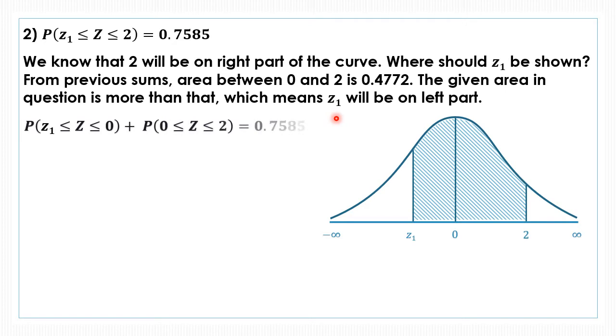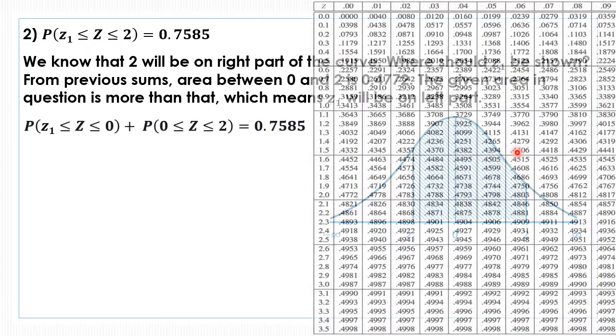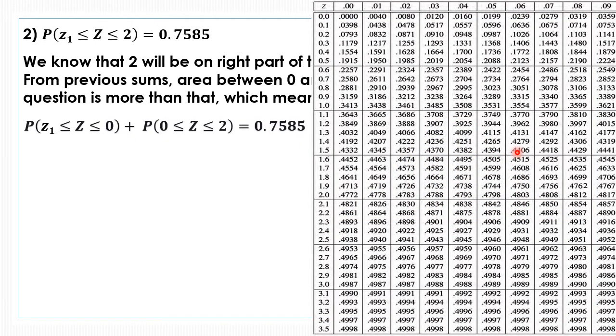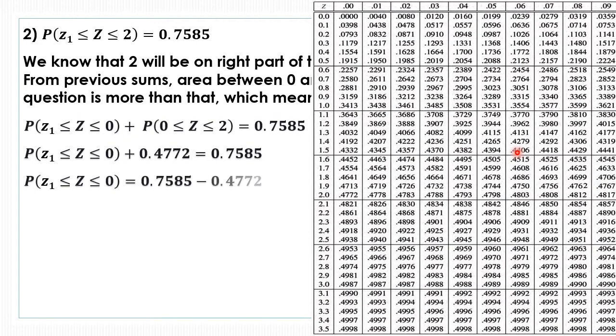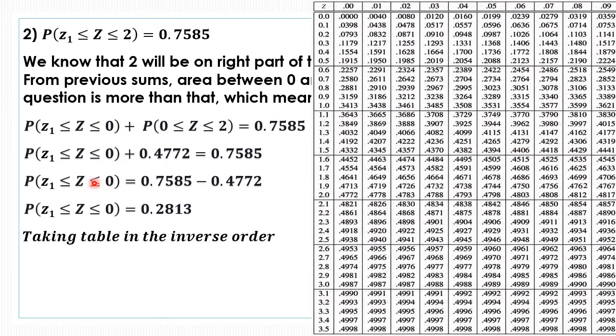So looking at the curve, we will take it as z1 to 0 plus 0 to 2, which is 0.7585. From the table, although we already know, let's check the table. We know that 2 has a table value of 0.4772. So we will subtract 0.4772 from 0.7585. So z1 to 0 will be 0.2813. Now we will try to find this value in the table.